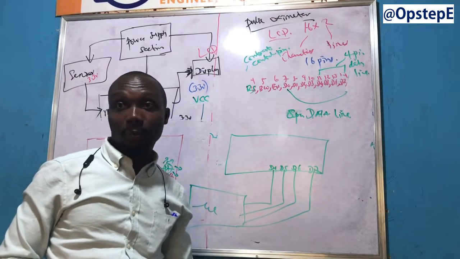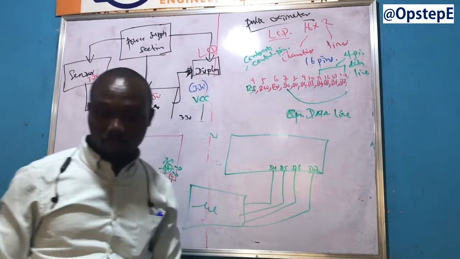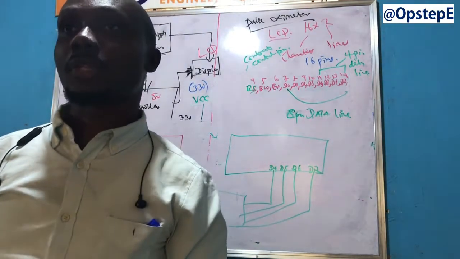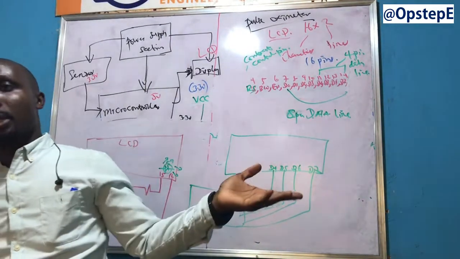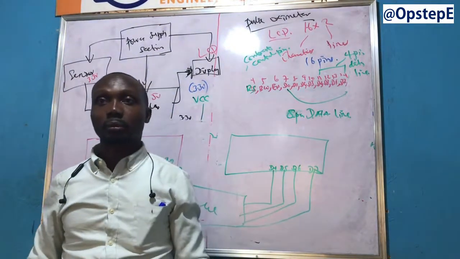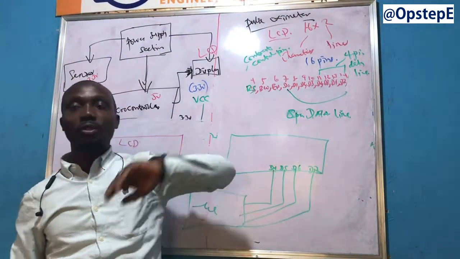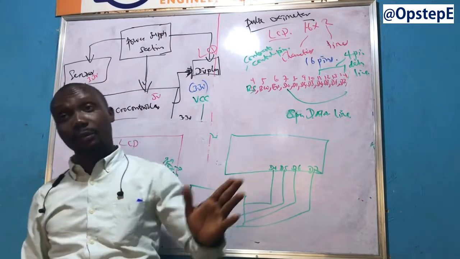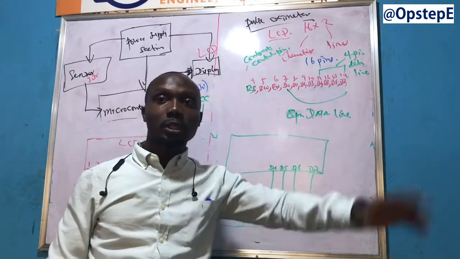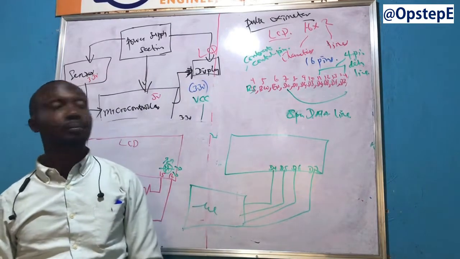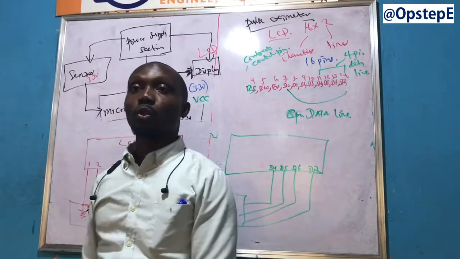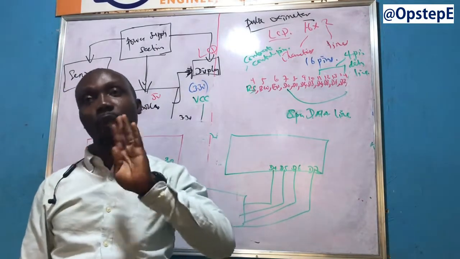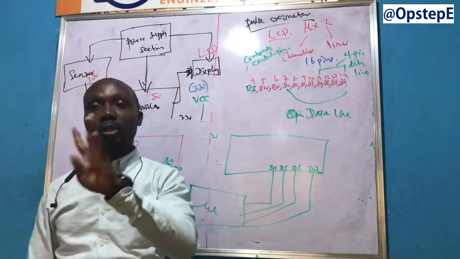Does it make sense? But is there at any point, what if we decide to use D0 to D3? No. There is no configuration for that. You are either using D0 to D7, or D4 to D7. So you call this the serial because it's 4 bits and data is sent in twice.